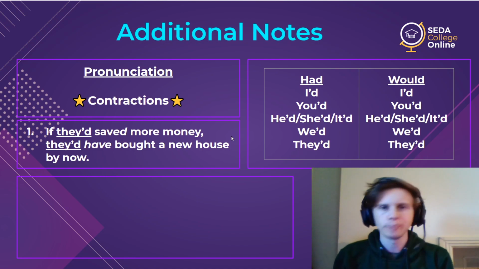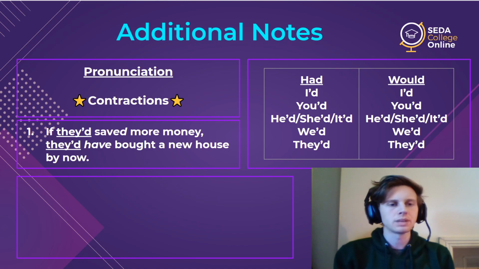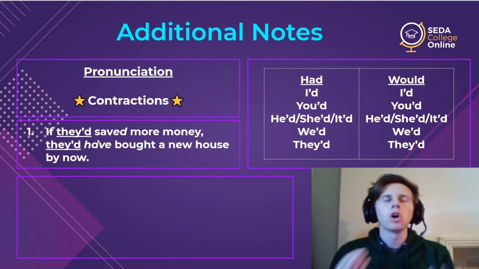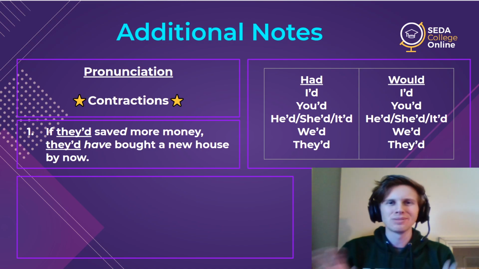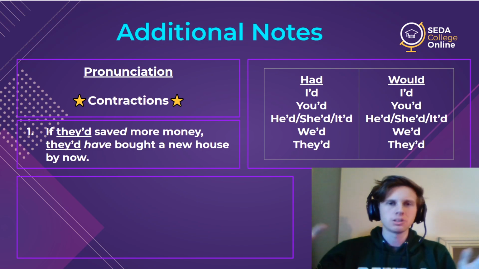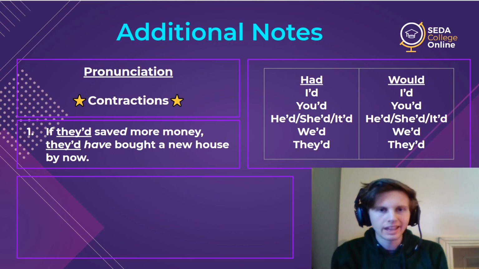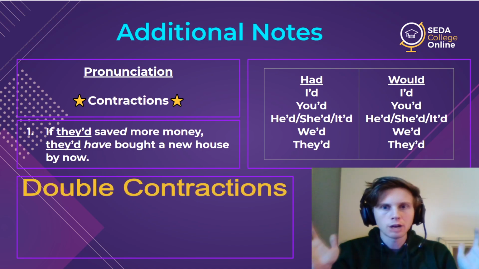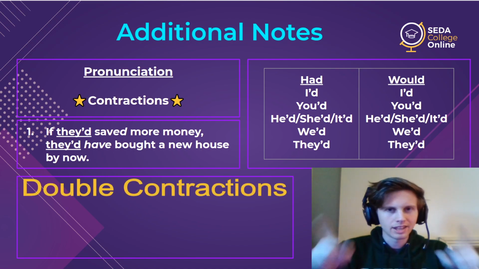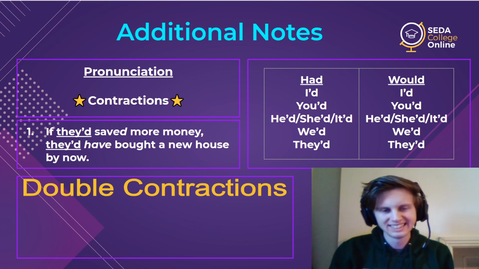But what is special, and this is very special, this is why I'm excited, is because auxiliary verb have will always contract. English speakers, we do not like have. We hate it. We don't want to say have. We want to make it a contraction to everything. So this means we have double contractions. Yes, they are possible. They are real.